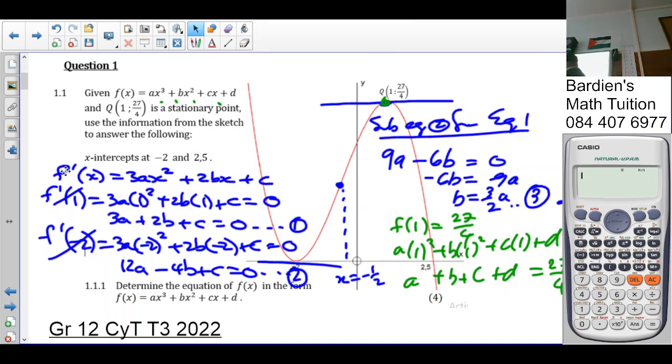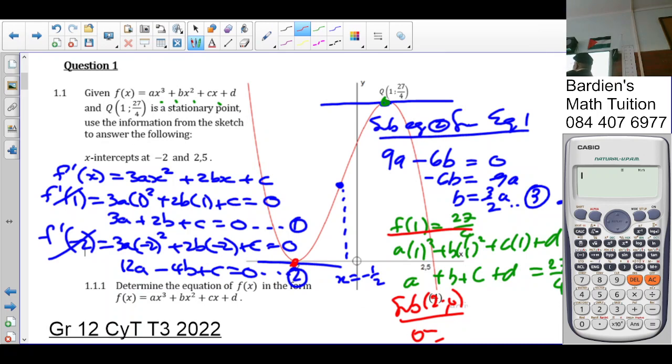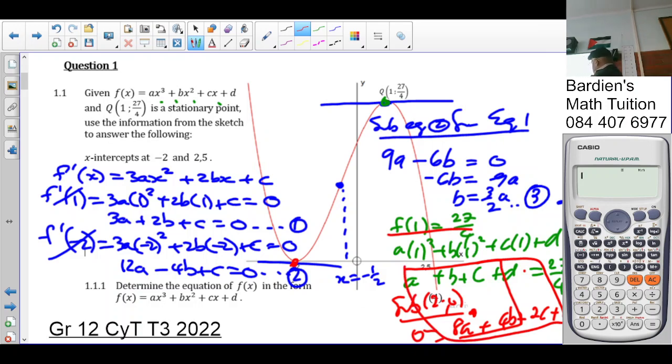Then you do the same and substitute this point here. So now we're going to substitute 2.5 and 0 into f of x. So 0 is equal to, if I see x, I put the 2.5. So it's going to be 8a plus 4b plus 2c plus d. That's equation 5. You must subtract that and that. Then I will have an equation in terms of a, b and c.